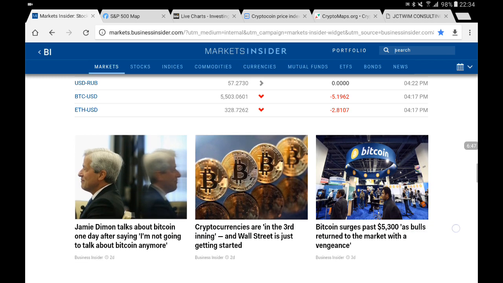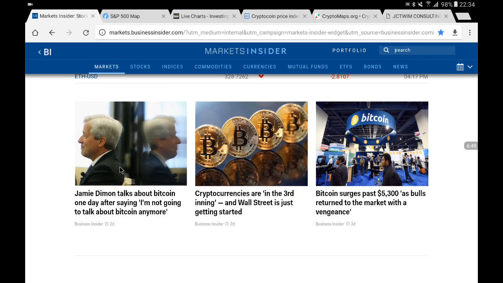Okay, so over here, once again, Jimmy Dimon back at it again. You see Jimmy Dimon talks about Bitcoin one day after saying, "I'm not going to talk about Bitcoin anymore." You see over here, cryptocurrencies are in the third inning, and Wall Street is just getting started. And over here, Bitcoin surged past $5,300 as bulls returned to the market with a vengeance. You see a lot of stuff's going on.